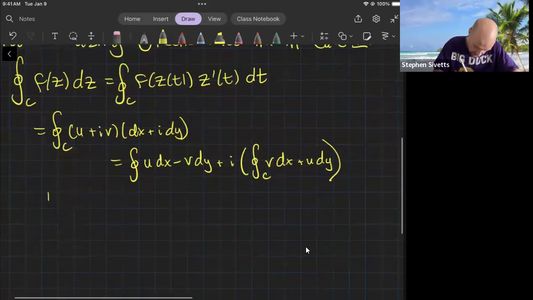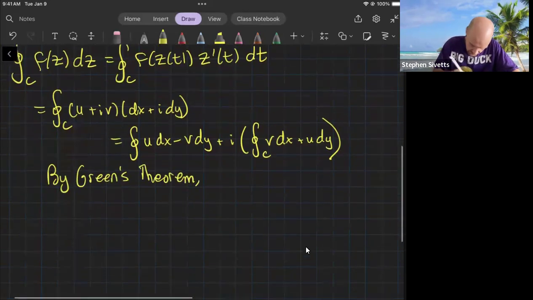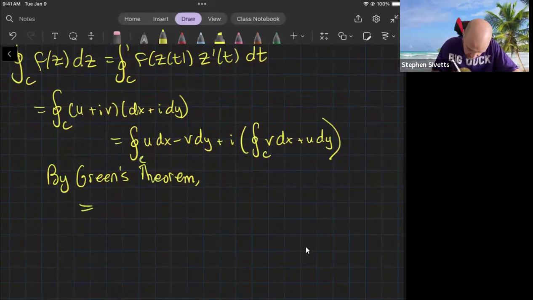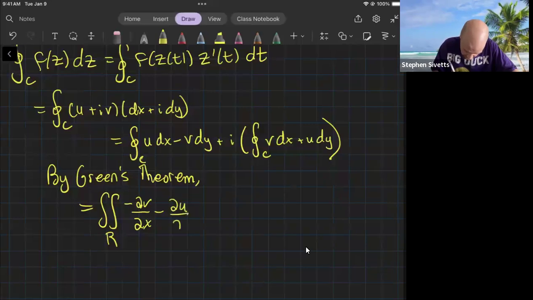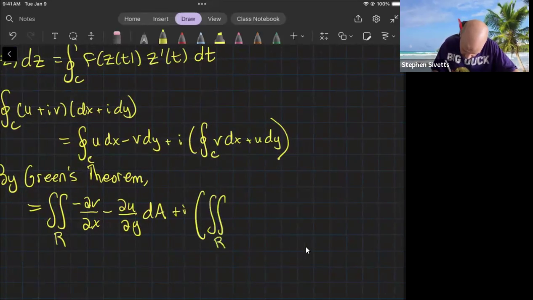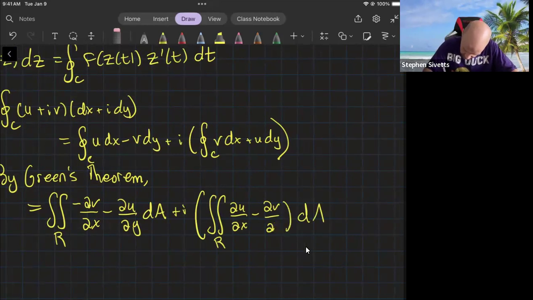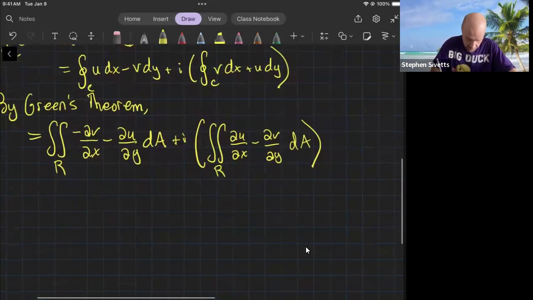So by Green's theorem, this would be equal to the double integral over the region of minus the partial of v with respect to x minus the partial of u with respect to y dA, plus i times the double integral over the region of the partial of u with respect to x minus the partial of v with respect to y dA. So that's the imaginary component.